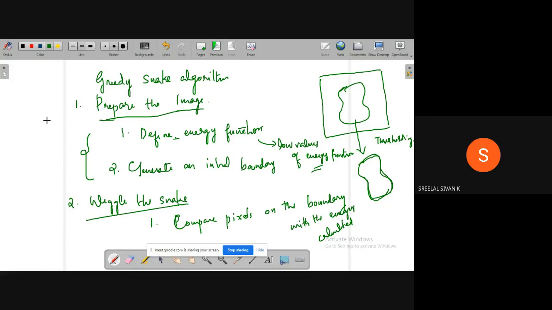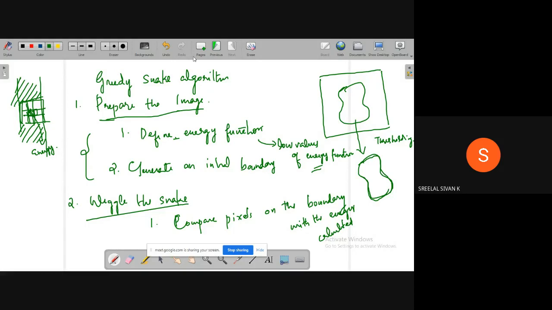Suppose you started with a pixel. We have to calculate the energy of that particular pixel. Here we have a center pixel. The energy may be the gray level value or a gradient value of that pixel, and you have to compare that energy with its neighborhood pixels. Suppose all these pixels indicate the boundary of that particular object. We set an initial pixel and compare its energy with its neighborhood pixels. That is the second step.